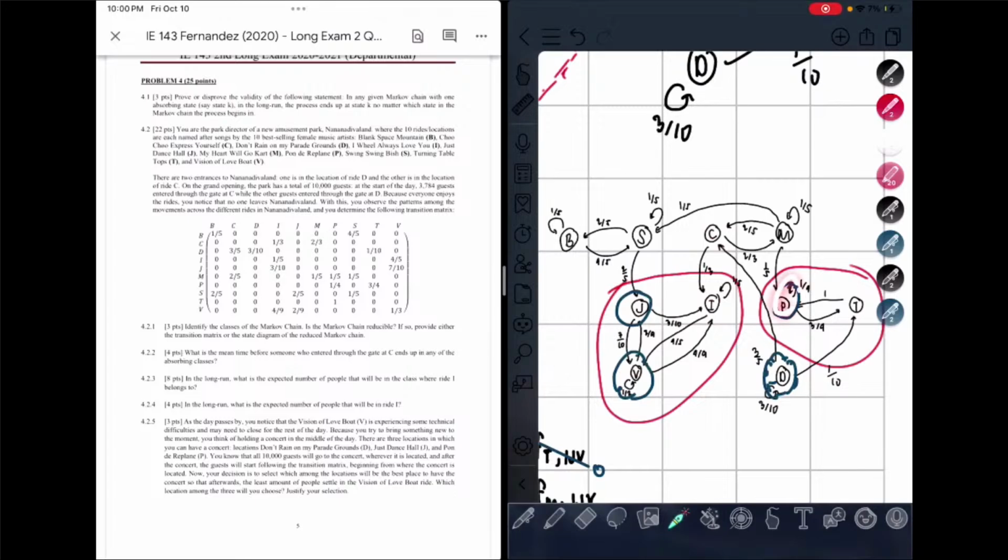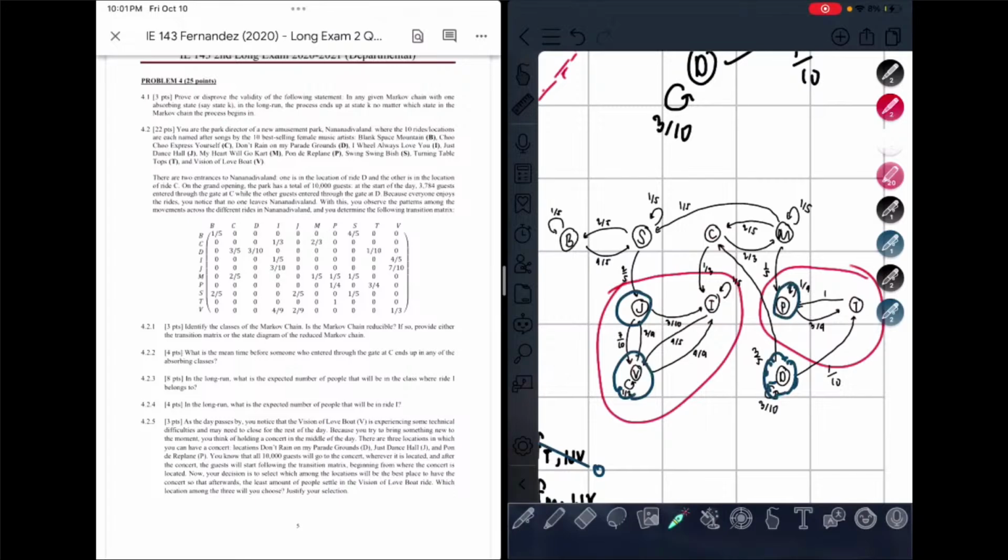If we take State P, it can only go to State T, right? It's just a cycle. So actually, if we put the concert in State P, there's 0 chance that they will go from State P to State V, which is what we want. We want to minimize the number of people going to State V.